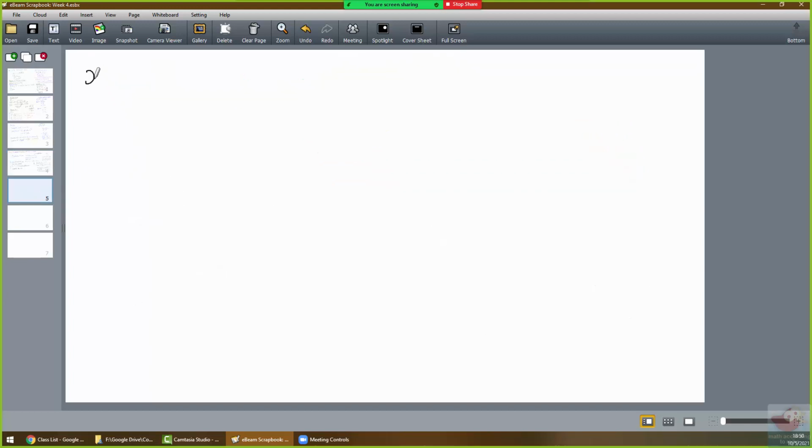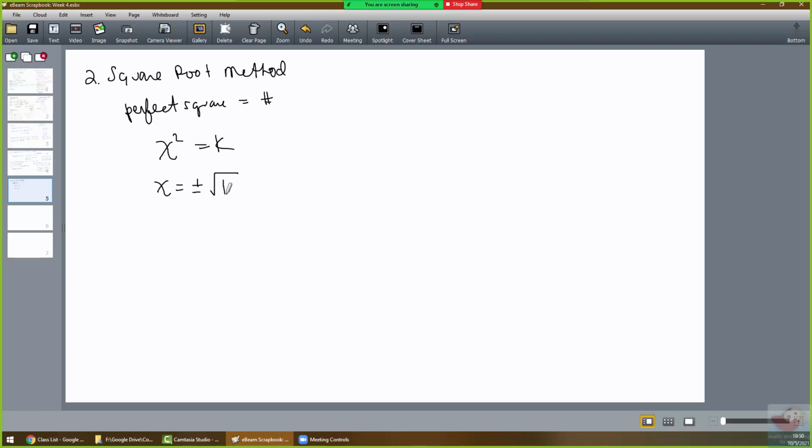Okay. Next up is the square root method. You want to use this if you have a perfect square equaling a number. So for instance, if you had x squared equals k, then x is plus or minus the square root of k. The key thing is that when you square root an equation, you have to include a plus or a minus.